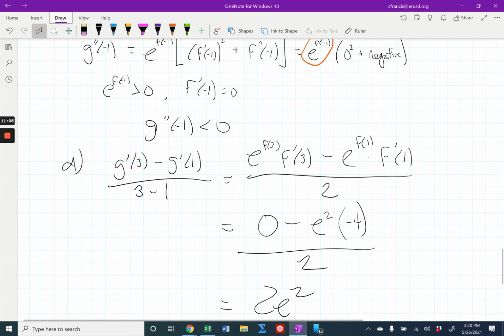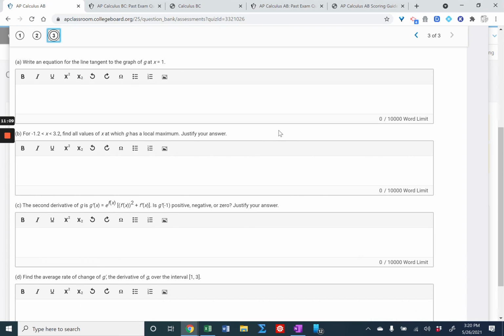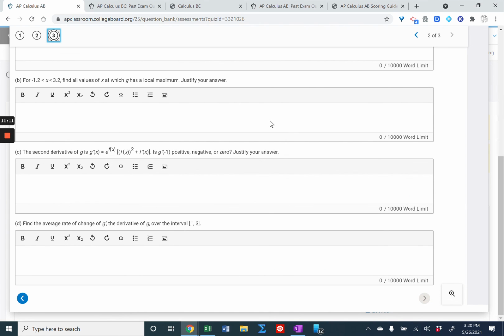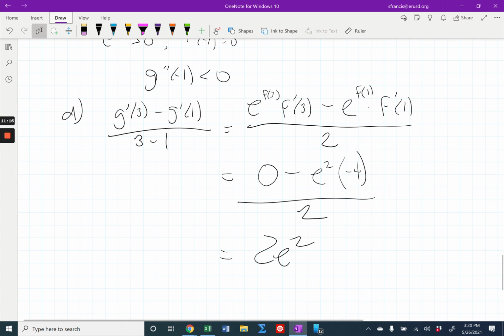Lastly, for D, we're trying to find the average rate of change of g prime, the derivative of g, over the interval from 1 to 3. They give you 1 point for just setting up the difference quotient so that you understand average rate of change. So g prime of 3 minus g prime of 1 over 3 minus 1. And we start plugging things in. Okay, e to the power of f of 3 times f prime of 3 minus e to the power of f of 1 times f prime of 1.